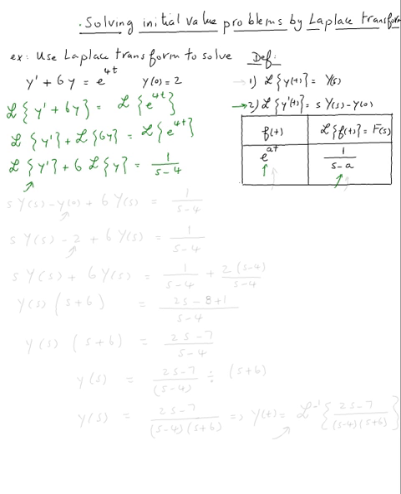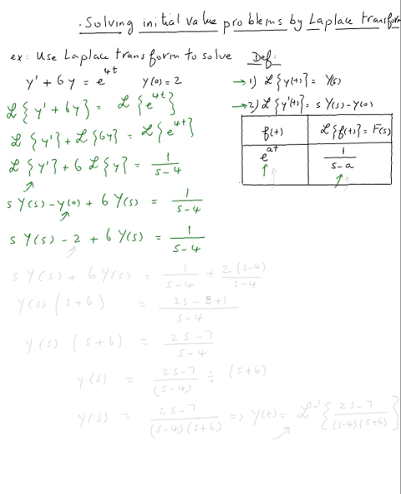Now we need to calculate the Laplace transform of y prime, which is number 2 right here. So that would be s y of s minus y of 0, plus 6 times the Laplace of y, the definition here is number 1, which is y of s, and this is equal to 1 over s minus 4. Now our goal is to find y of s first. So we replace y of 0 by its value, which is 2. So s y of s minus 2 plus 6y of s is equal to 1 over s minus 4.